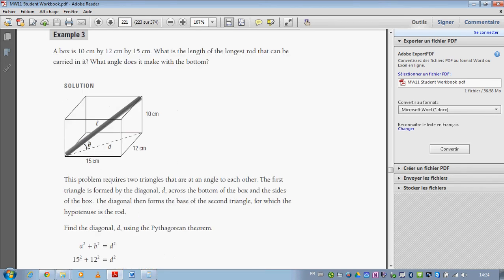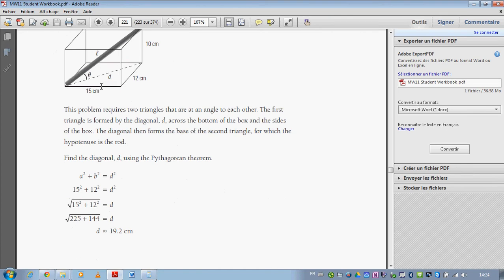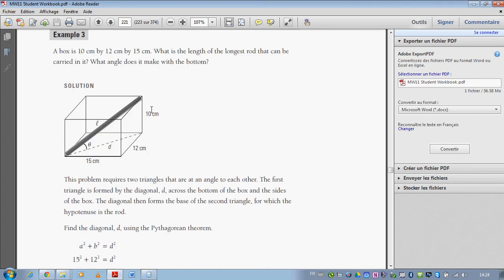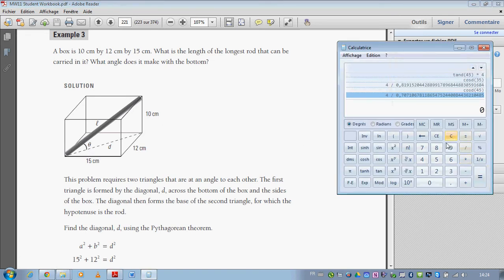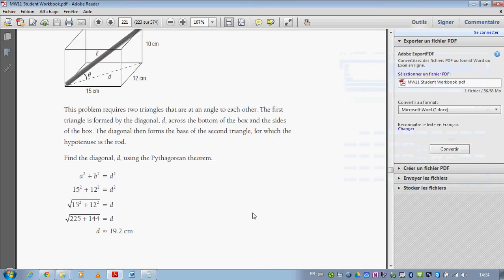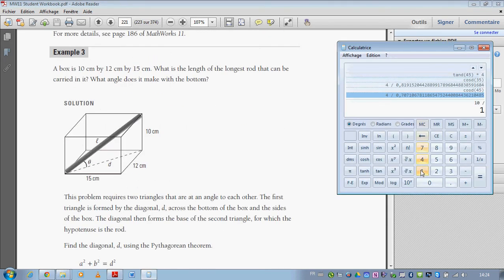Then they're going to be using the tangent ratio here along with 10 centimeters and the length we had found for d, which was 19.2 centimeters. So the second tangent actually, so let's do that. Opposite side divided by adjacent side, so that's the tangent ratio, except when you're trying to figure out the angle, that's when you're working backwards. So 10 divided by, and we had said 19.2. Okay, so here's the tangent ratio.